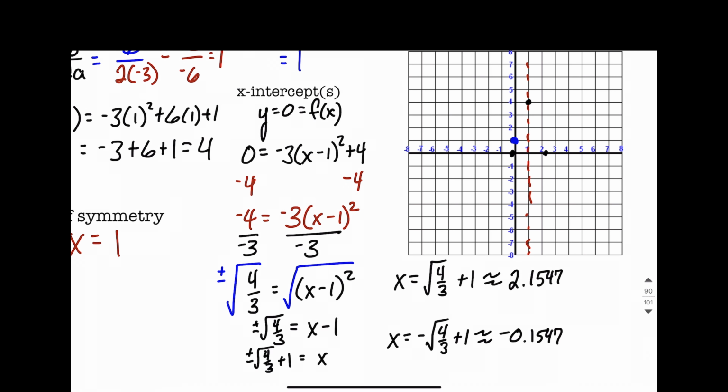All right, to finish up this graph, let's start at our vertex. We're going to come down, hit our y-intercept, hit our x-intercept, and we're going to mirror that on the right-hand side as well. It should look like a mirror image on either side of that axis of symmetry.